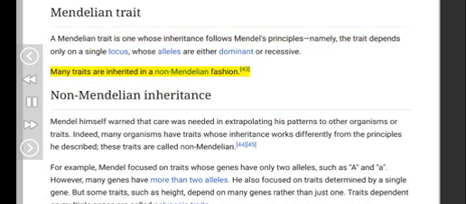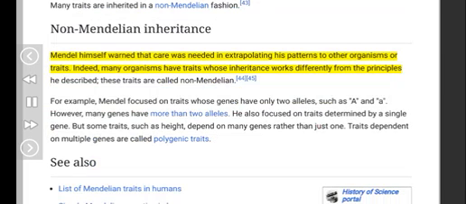Many traits are inherited in a non-Mendelian fashion. Mendel himself warned that care was needed in extrapolating his patterns to other organisms or traits. Indeed, many organisms have traits whose inheritance works differently from the principles he described. These traits are called non-Mendelian.